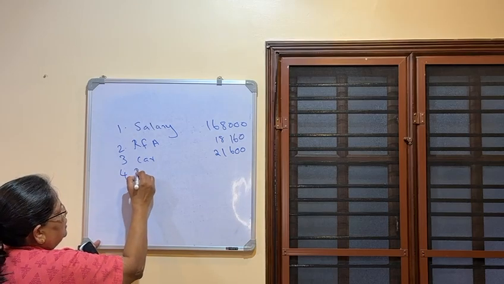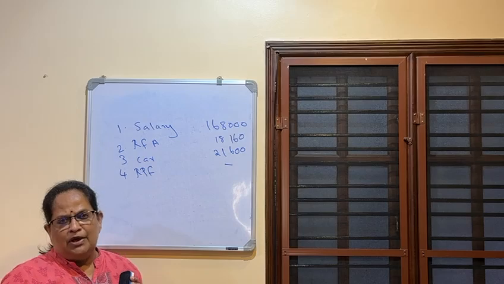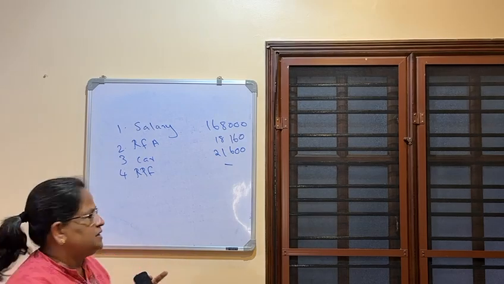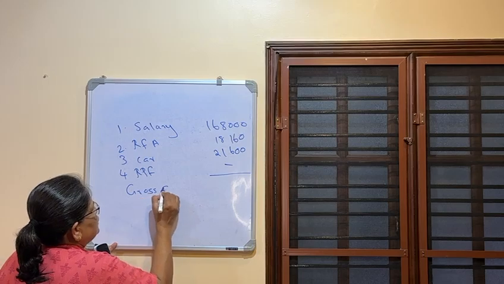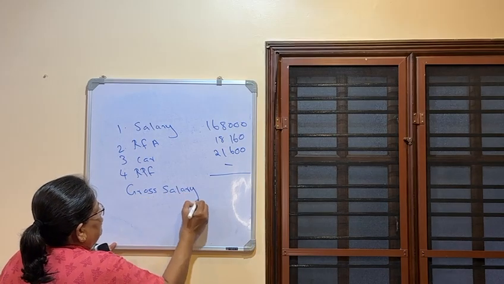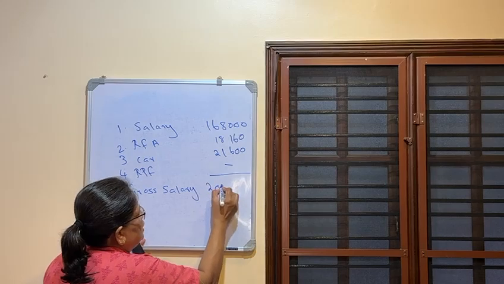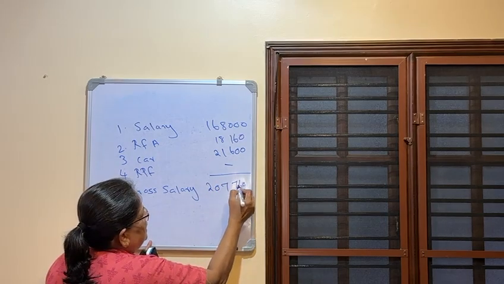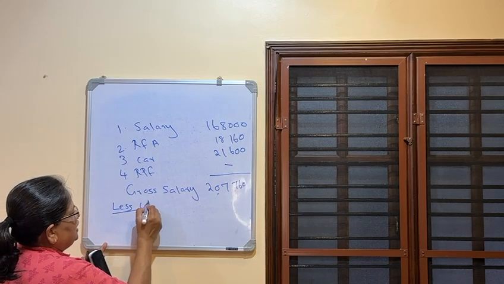RPF will not come because it's not exceeding 12%. Only the employer's contribution above 12% will be taxable. Here it is only 10%. So now we have to take the gross salary. The gross salary is 2,07,760. Now, less deduction under section 16.